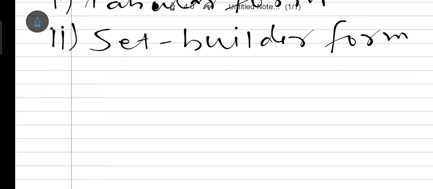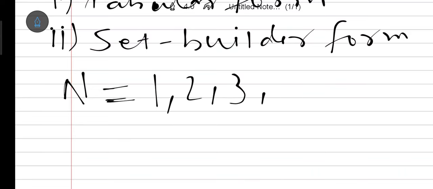The first thing that comes here is tabular form. The meaning itself says making tables. In this method we just write or describe the elements separated by commas within braces. And suppose we are given the set of natural numbers, it is represented by N. You have already studied this in class 9th and 10th.